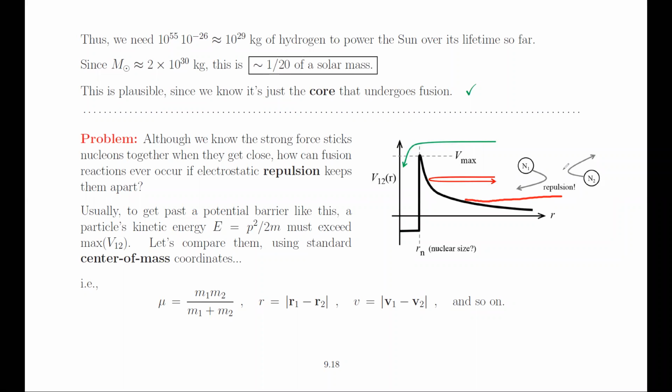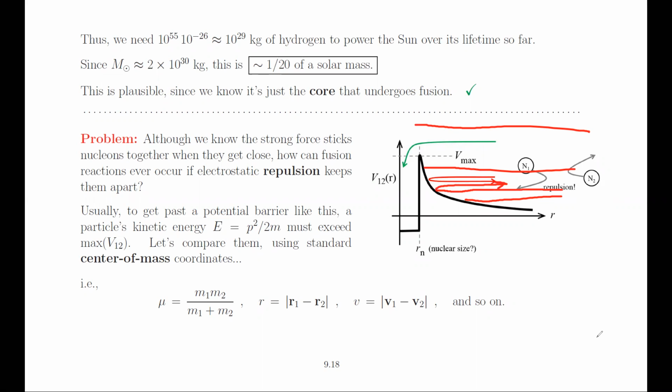Is it here? Is it here? Is it below the peak, or is it above the peak? And if it's above the peak, you can get past the barrier. There's more than enough energy to overcome the barrier. If it's below the peak, then that means that in the classical sense, the particle will just get reflected back, as I show here.